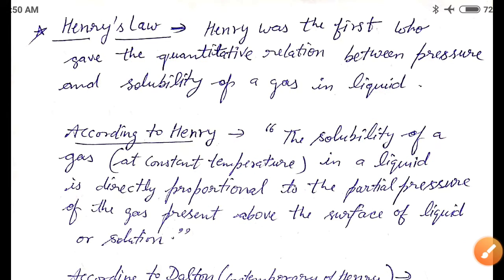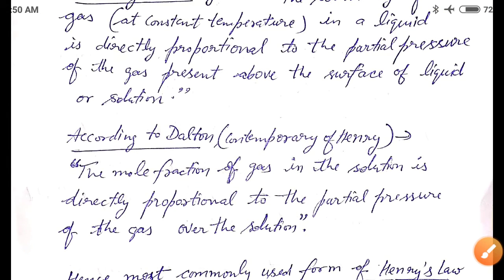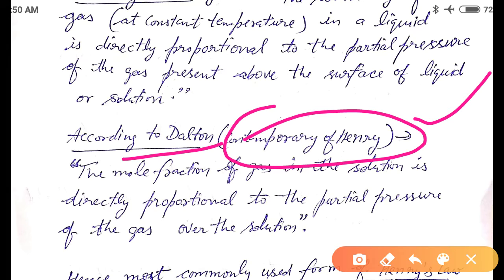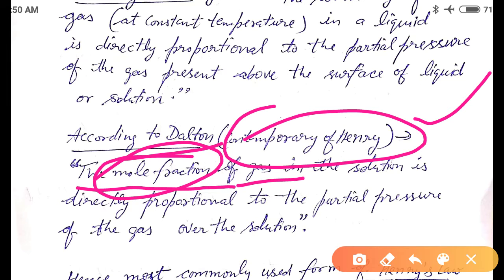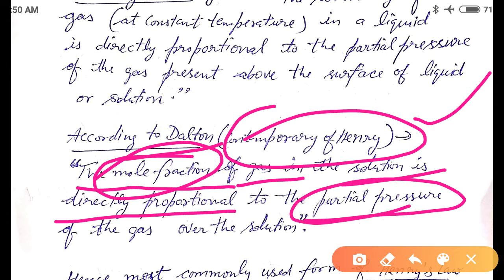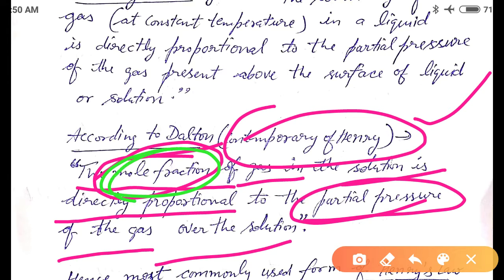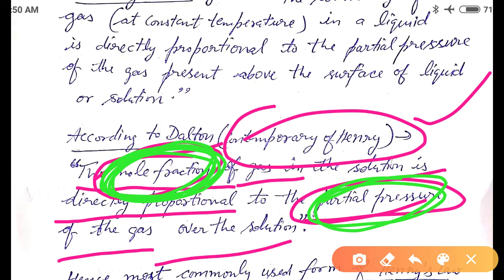But at that time Dalton also explained it separately, and he told us, according to Dalton, a contemporary of Henry, the mole fraction of gas in the solution is directly proportional to the partial pressure of gas over the solution. Just the same, but here the solubility is taken in terms of mole fraction.